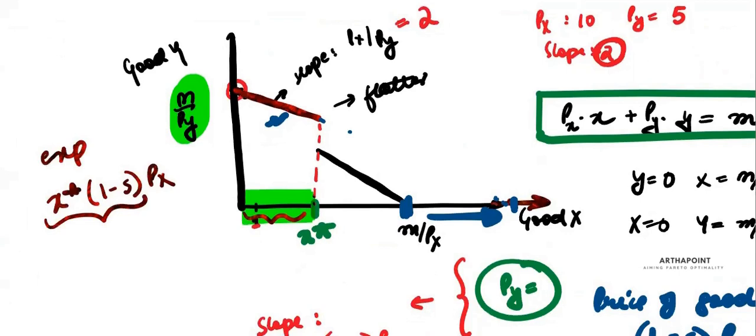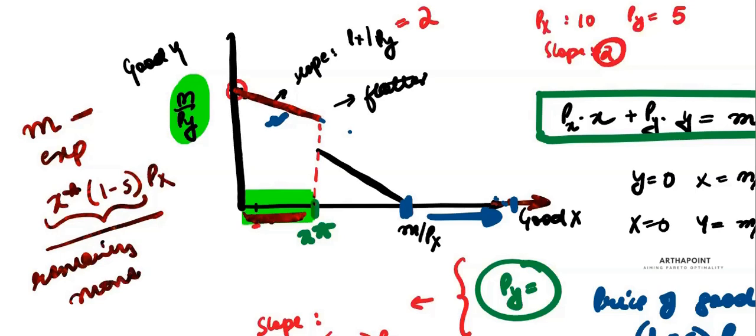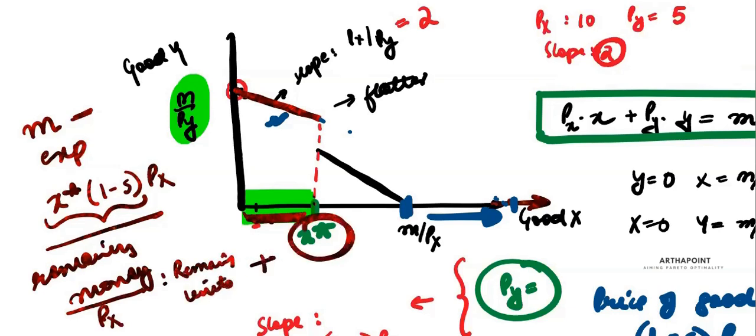Your total income was M. M minus the expenditure you have made on the first X star units is your remaining money left. Whatever remaining money is left with you, you have to buy X only with it. So you divide again by Px. You get the remaining units. But in these remaining units, you add back these X star units to understand what is the total units that you have consumed.